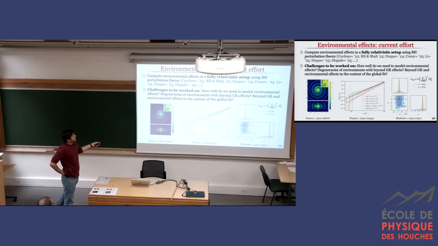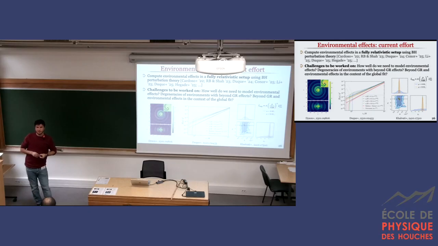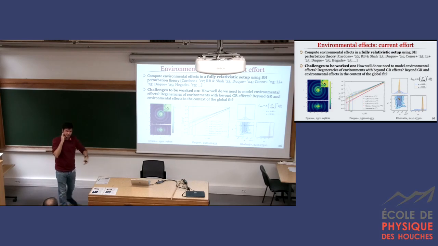There's also work on trying to understand the degeneracies between environment and beyond-GR effects, as some of you have asked. But I really don't have answers for these questions because I think almost no one has looked into these things. In particular, that's quite important in the context of a LISA science, and perhaps something some of you might be interested in working on is to see whether, in the context of the global fit, where everything is much more complicated than just a single signal, environmental effects and beyond-GR effects can actually be detected in this kind of test.